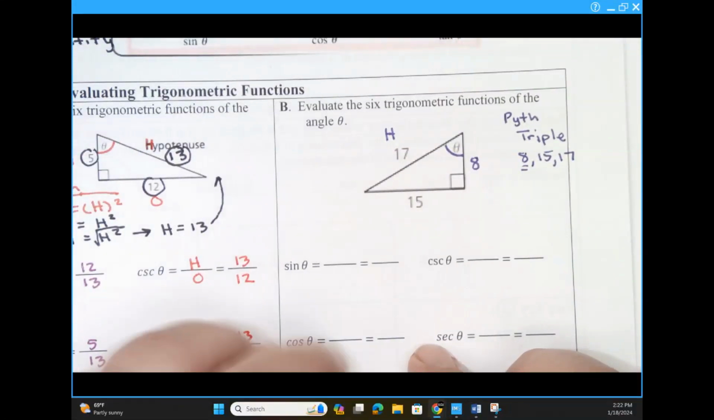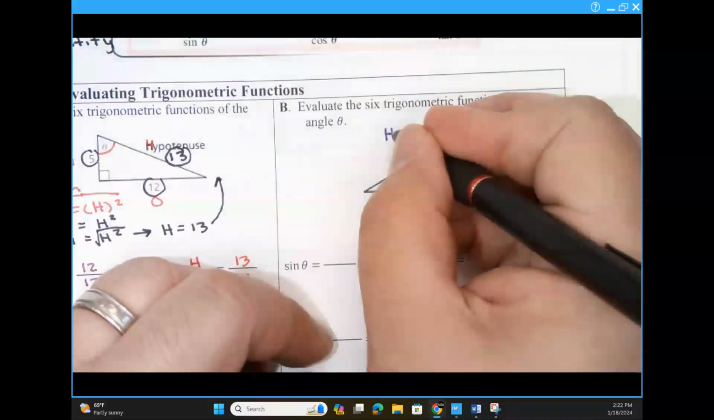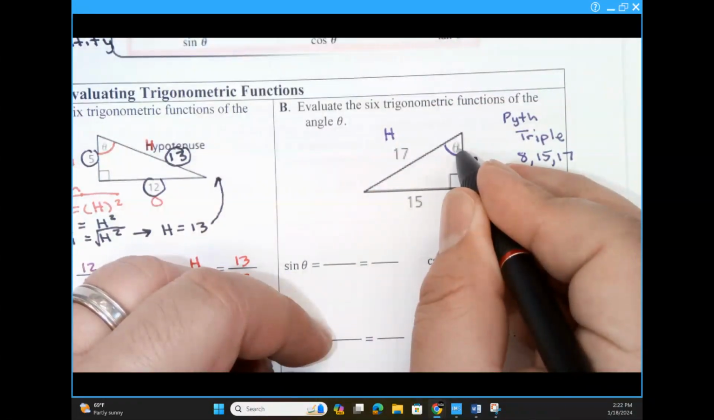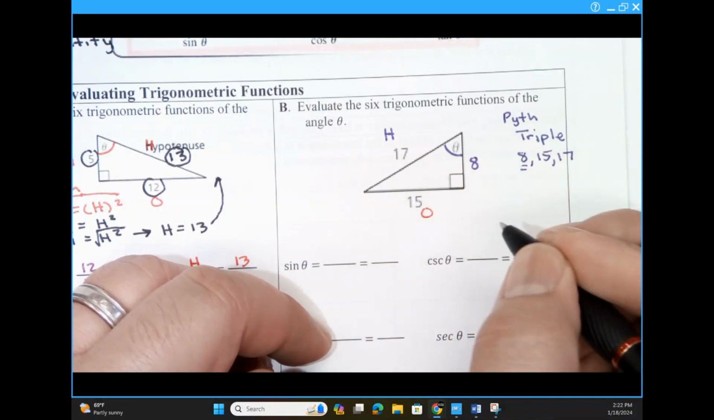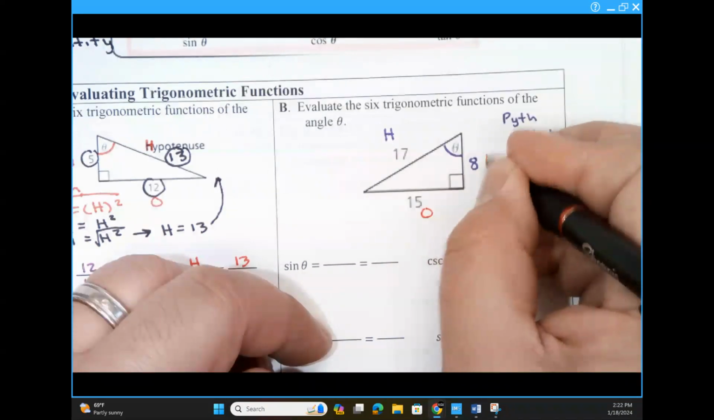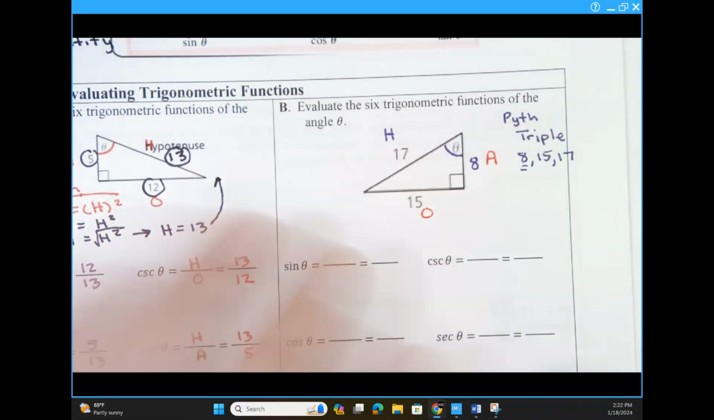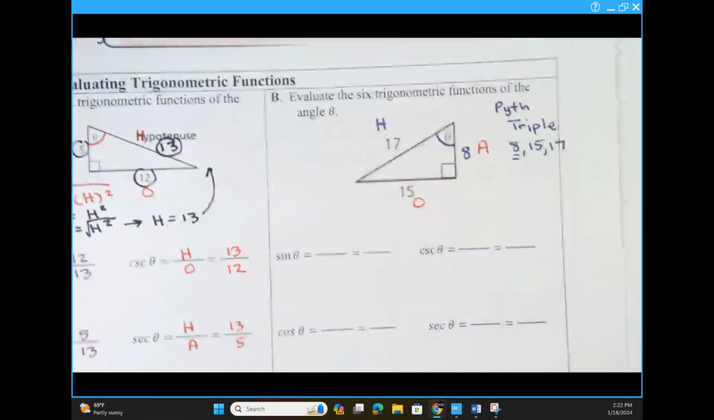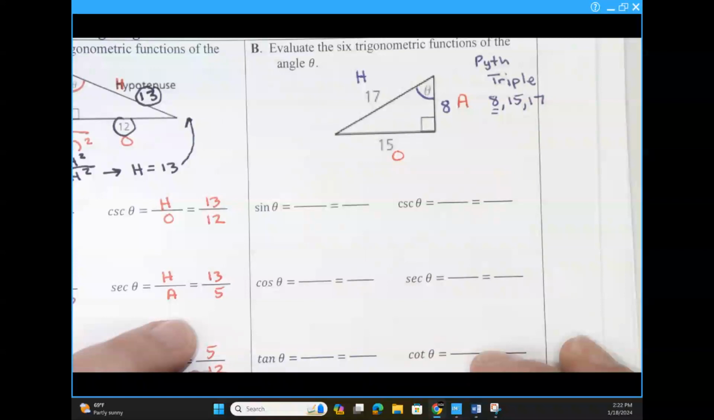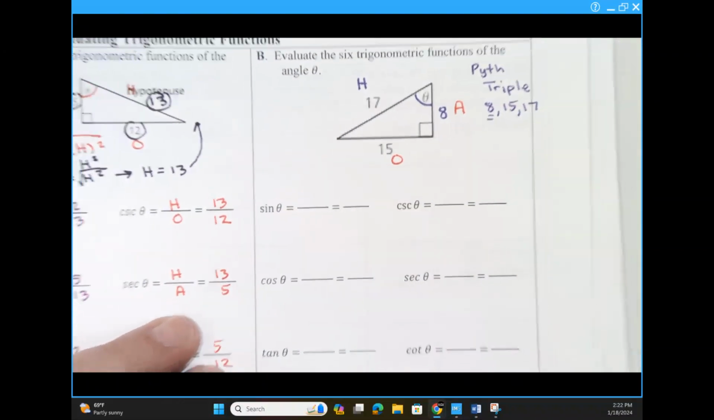All right, well, I have everything I need. I just have to label. We already know that's the H. This side has no contact with my reference angle. Then there's the opposite. Here's the reference angle and the 90. So there's the adjacent. Labeling is big. And now I'm ready to answer everything because I already have all my sides. So here we go. All right, just like we did last time.